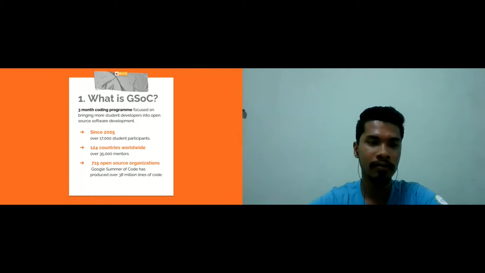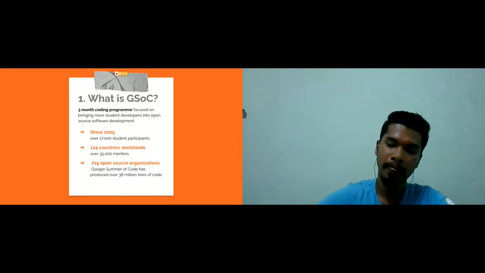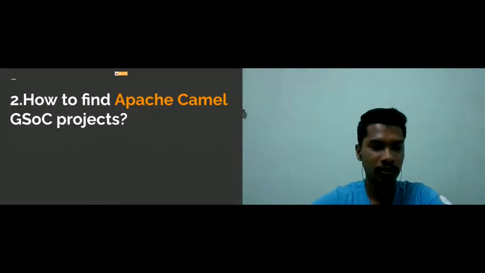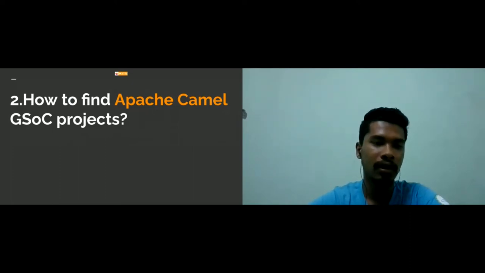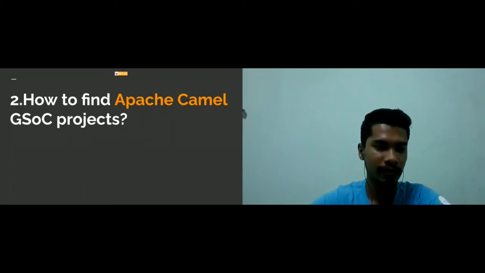Since 2005, Google has funded this program. More than 70,000 students and 35,000 mentors have participated in this event. Together, they have contributed more than 38 million lines of code to open source software, which is awesome. So, if you are willing to participate in GSOC 2021, how can you find Apache Camel projects to apply?